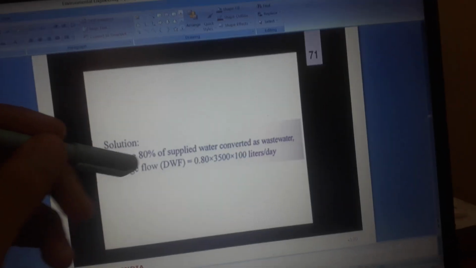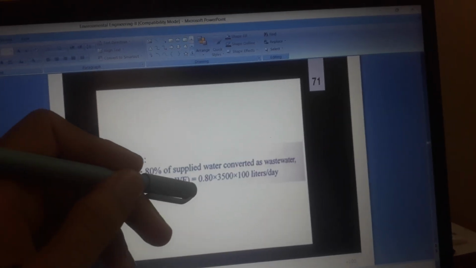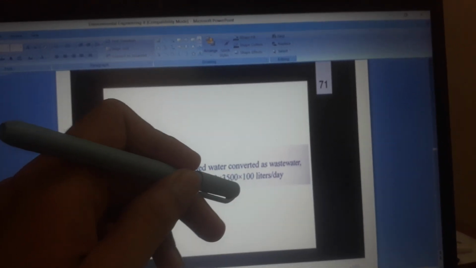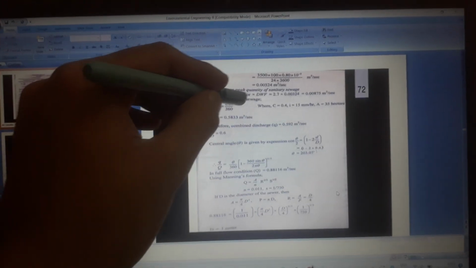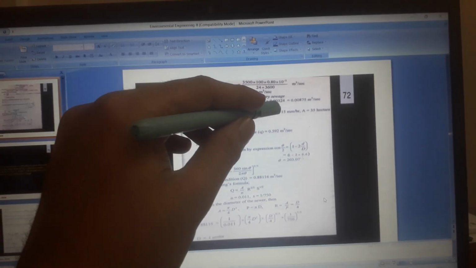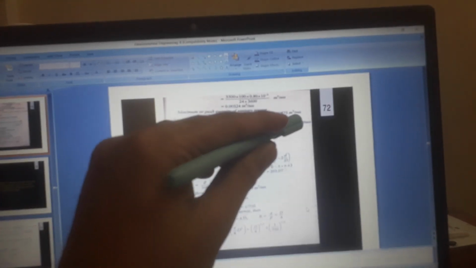Solution. Assume 80% of supplied water is converted to wastewater. Average flow DWF is equal to 0.80 into 3500 into 100 liters per day, is equal to 3500 into 100 into 0.80 into 10 raised to minus 3 over 24 into 3600 meter cube per second, which is equal to 0.00324 meter cube per second. Maximum or peak quantity of sanitary sewage is equal to peak factor into DWF is equal to 2.7 into 0.00324 is equal to 0.00875 meter cube per second.